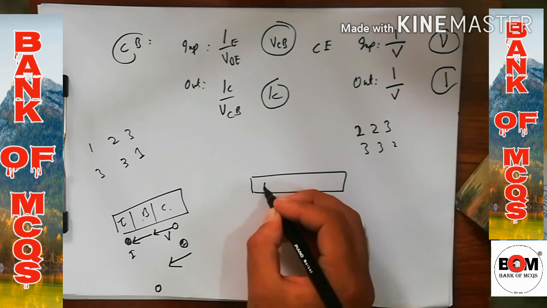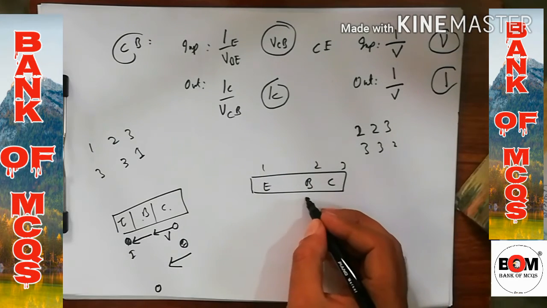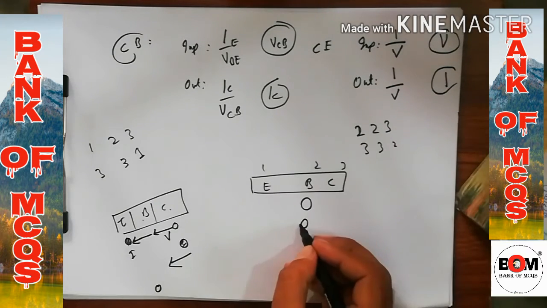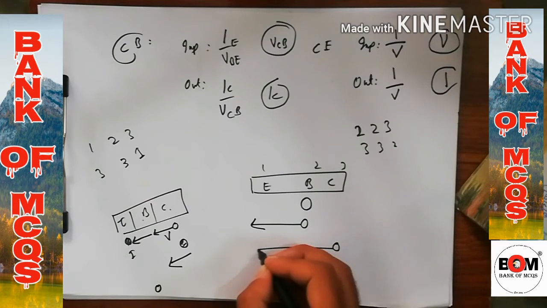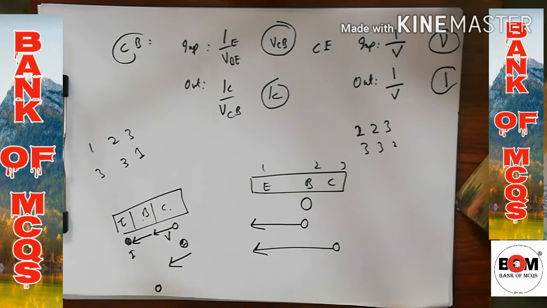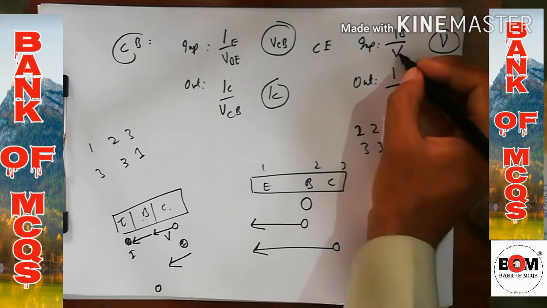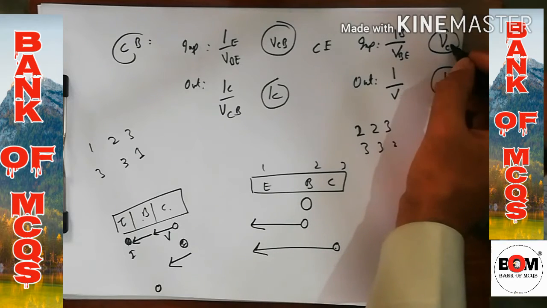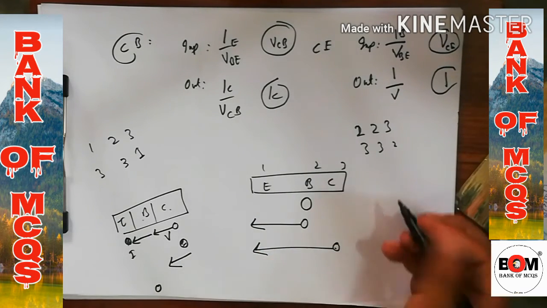Now to find the common emitter, the code is 223. 223 means emitter, base, current, where the terminals are 1, 2, 3. So 2, 2, 3 means this is 2. The other is voltage, so we draw an arrow from left to right, and the other is 3. From 3 we draw a line. So this is IB divided by VBE, and the third one is VCE. In common emitter we draw the whole line, not half and half.